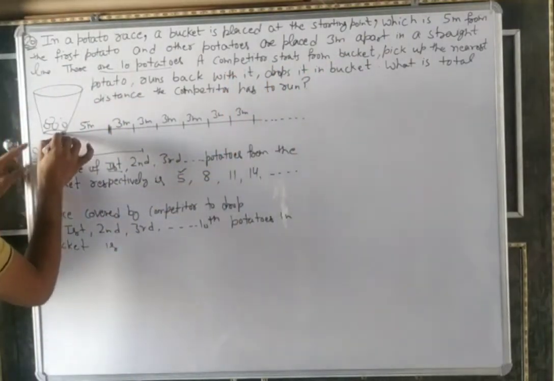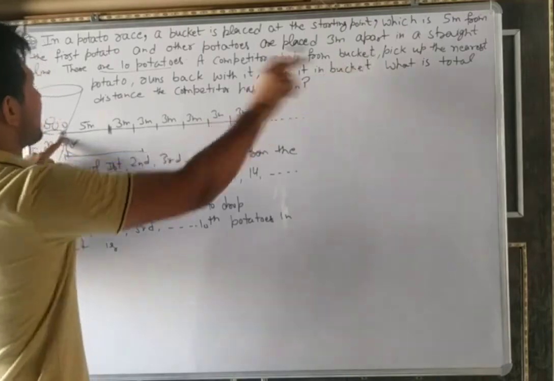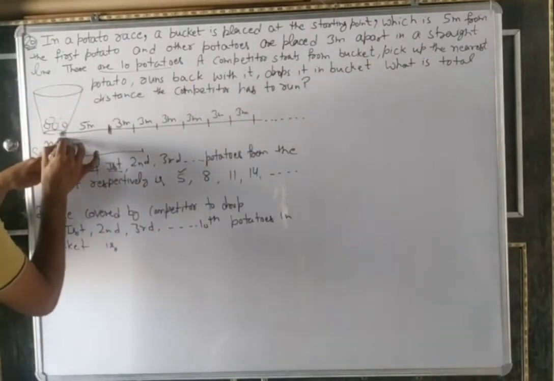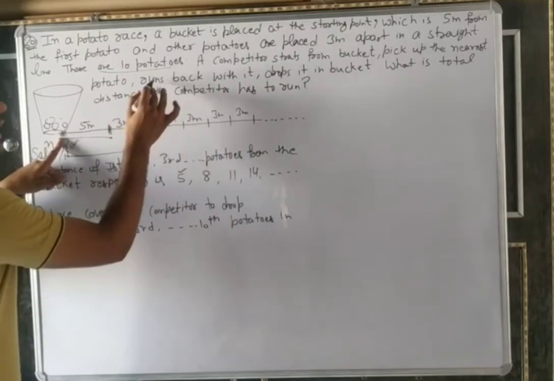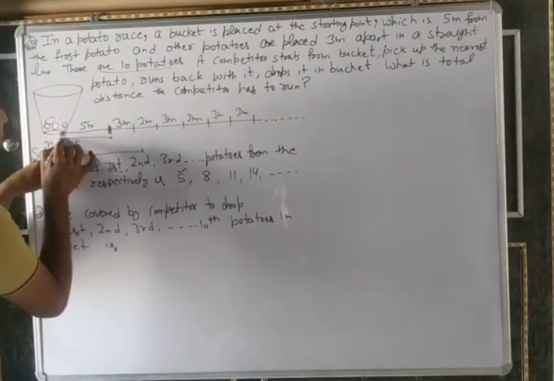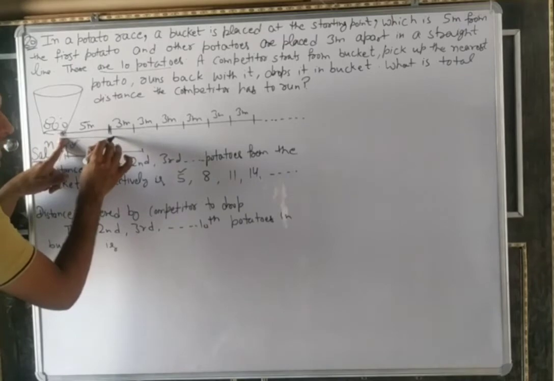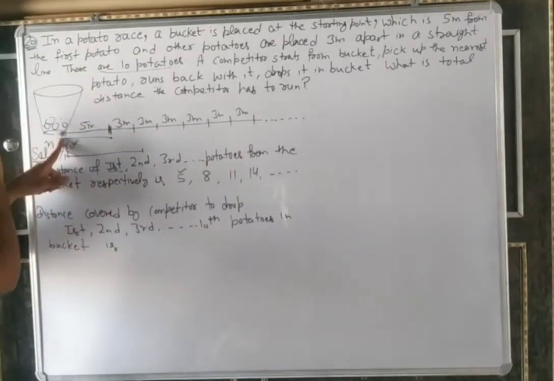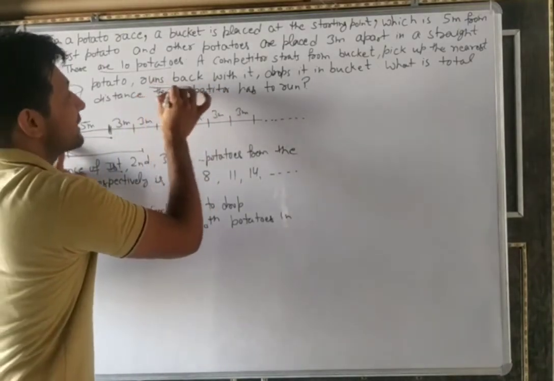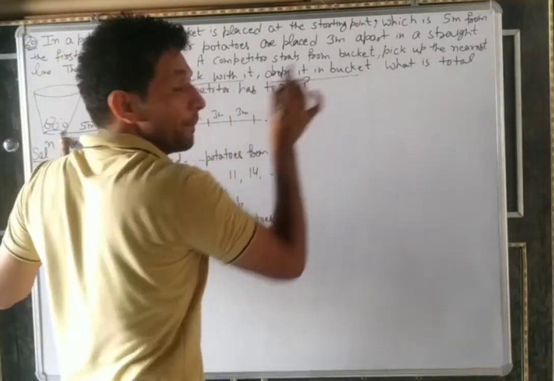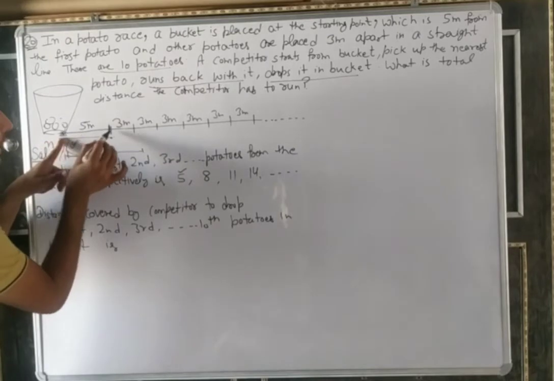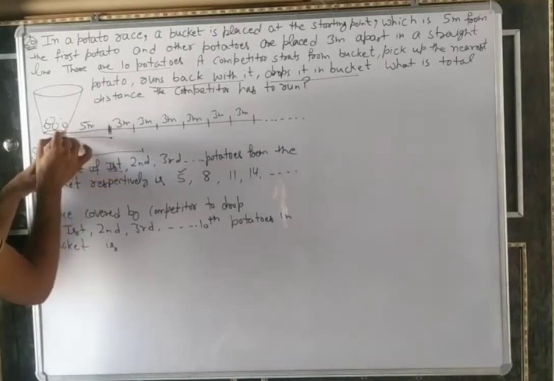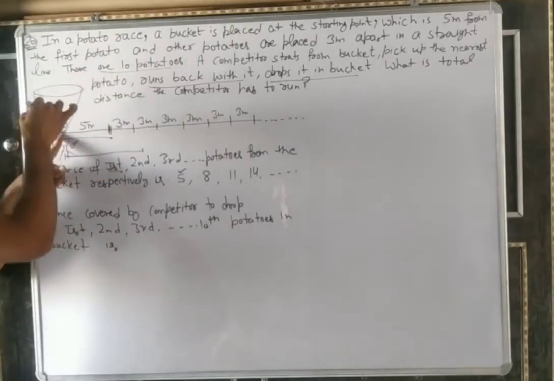You are here and start from the bucket, pick up the nearest potato. You will go from here to here. How much distance will you cover? 5 meter, and runs back with it. You went 5 meter, and again you will come 5 meter, and runs back with it and drop it in the bucket. You take the first potato and again come to the bucket and you drop the potato.